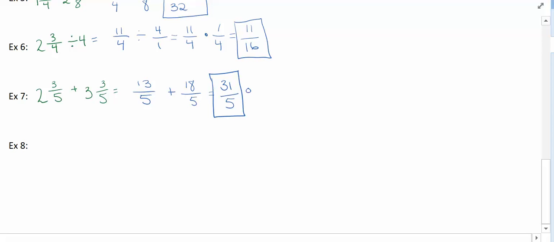And again, if you want to change it to a mixed number, that's fine. 5 goes into 31 6 times. We're left over with 1. So 6 1/5 would also be fine.